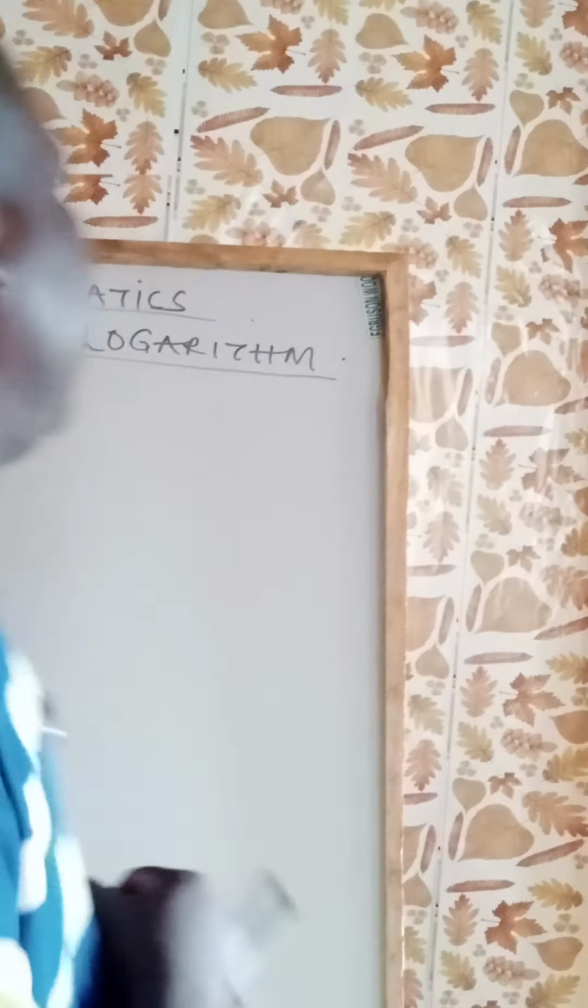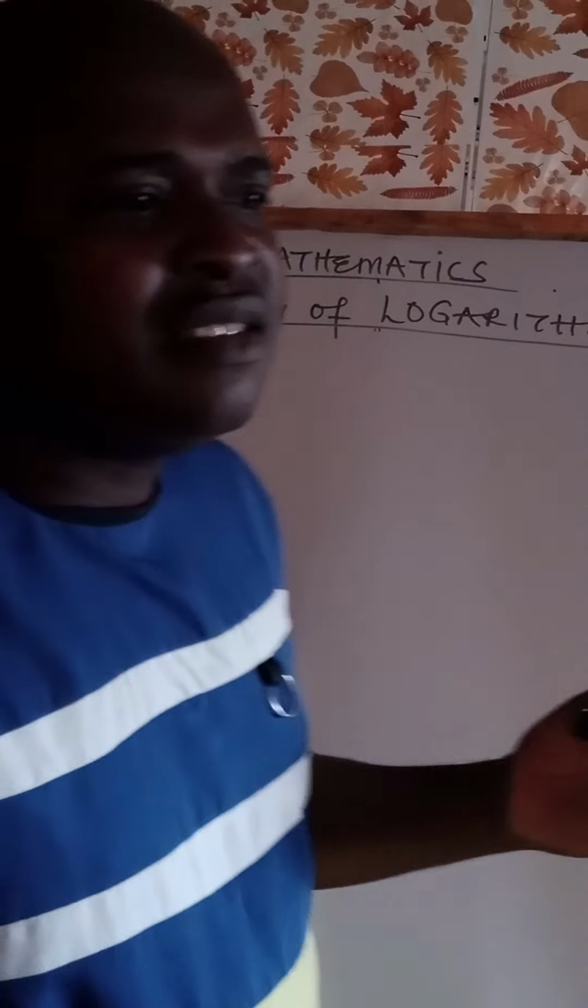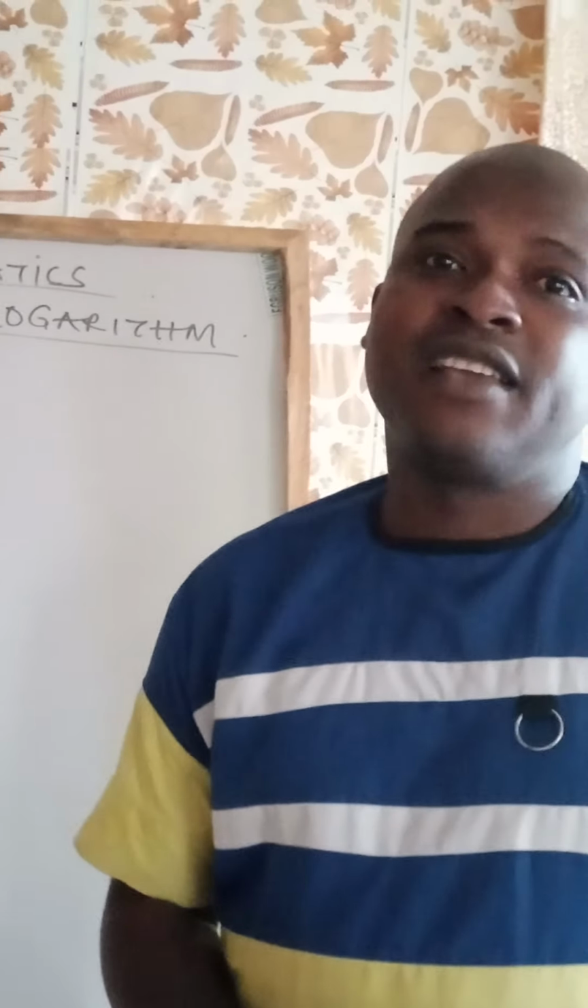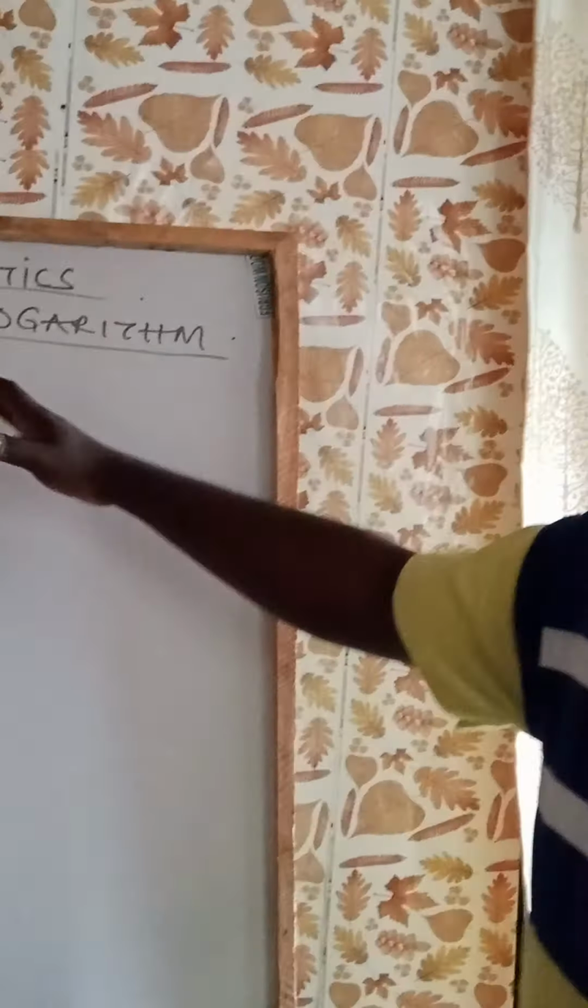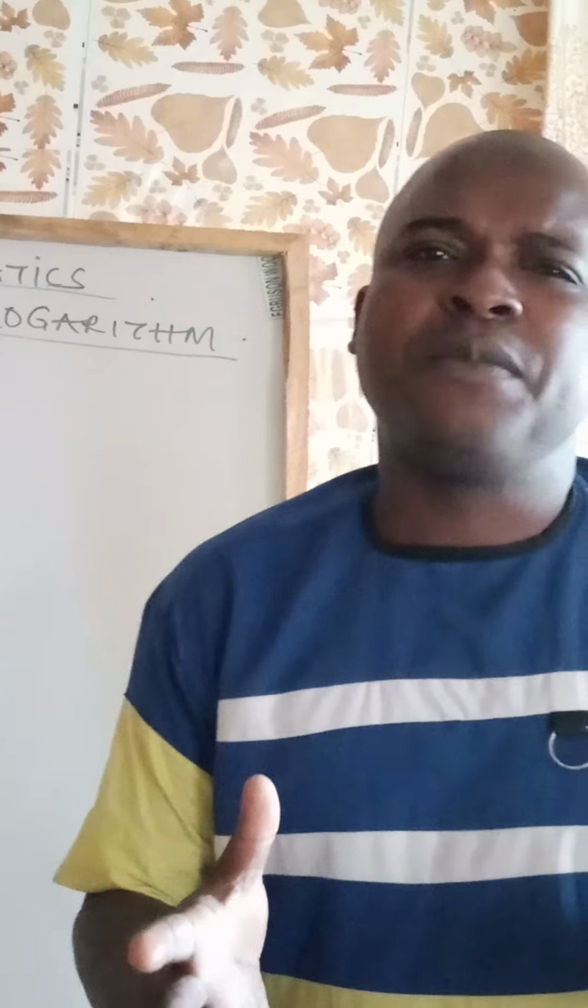Now, let's look at this theory of logarithm. By the name, theory of logarithm is a kind of logarithm that you are going to solve without the use of four-figure table. Am I making sense? This is the type you solve without the use of four-figure table. And this aspect of logarithm involves two processes.